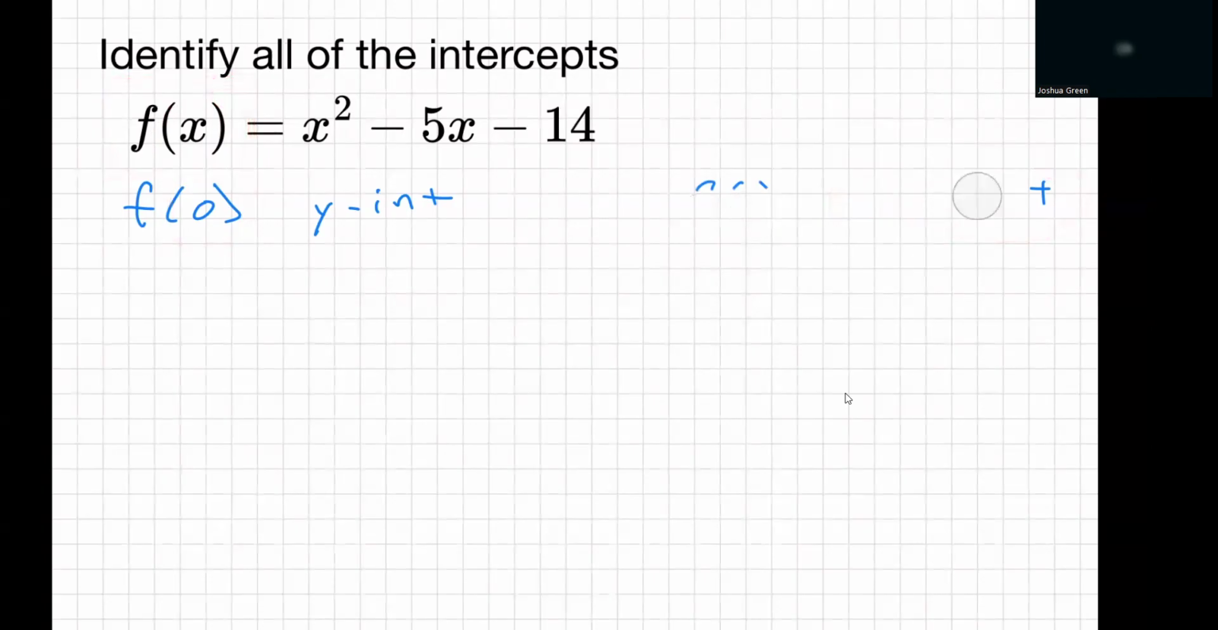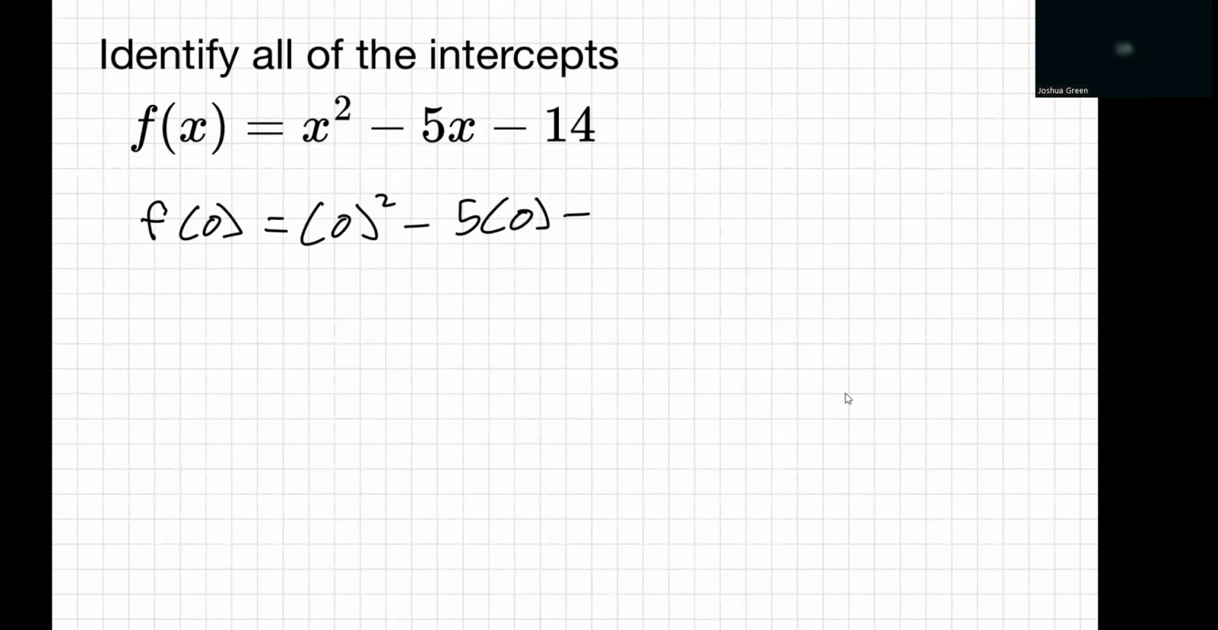All right, so let's start off with finding our y-intercept. And we're going to say, hey, our function f, when we plug in 0, we'll get 0 squared minus 5 times 0 minus 14. With that said, though, wherever you see an x and you plug in 0, it's going to be 0. So we're only going to be left with our constant term. So we find that our y-intercept is actually going to be the point 0, negative 14.